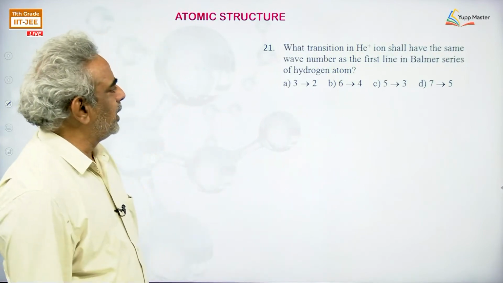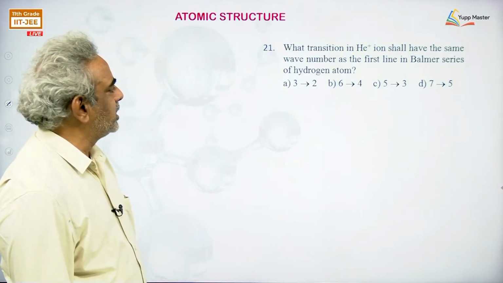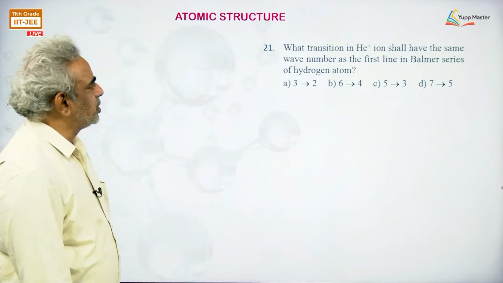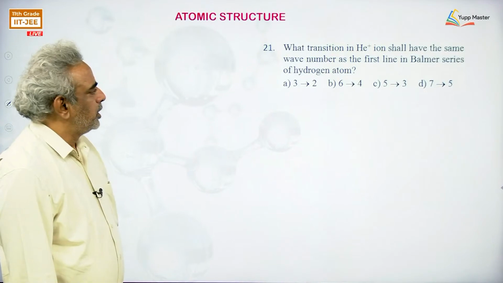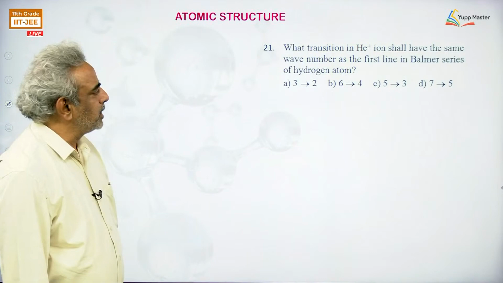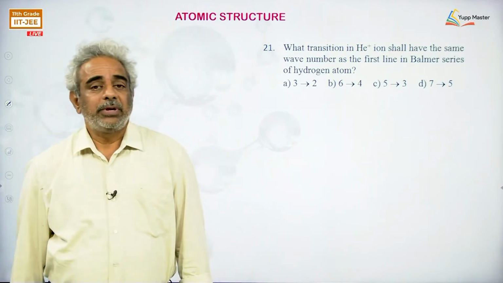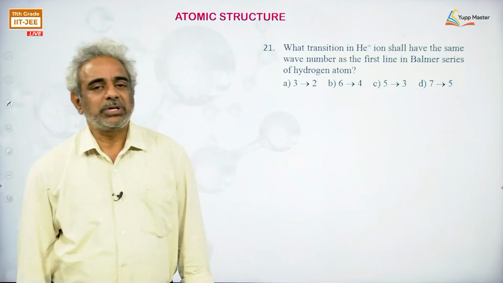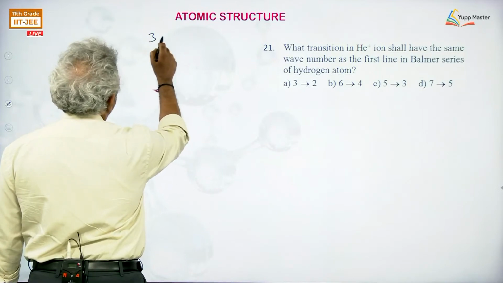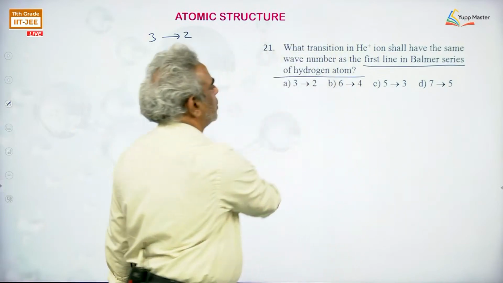What transition in helium plus ion shall have the same wave number as the first line in Balmer series of hydrogen spectrum? Fantastic question. First line in Balmer series is what? Balmer series is from 3 to 2. He is telling first line in Balmer series in hydrogen atom.